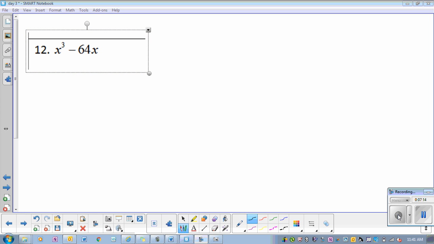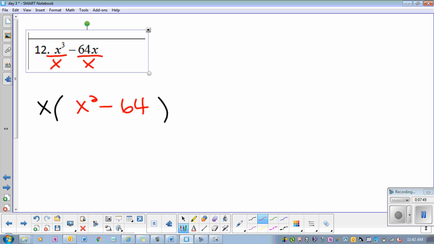All right, so number 12. Okay, first step in factoring is GCF. So if I look at this, x cubed minus 64x, what do they both have? X. They both have x. This one has x cubed, this one has a plain old x. Well, the x comes out because it has a smaller exponent, right? Okay, so then I open parentheses. I have to divide everybody by x. And then I have x squared minus 64.